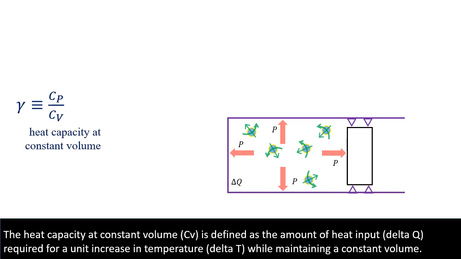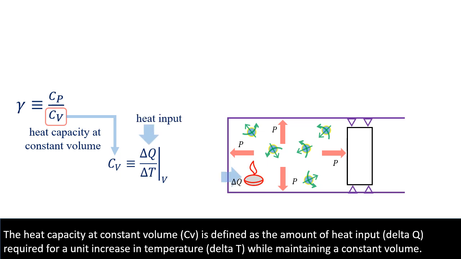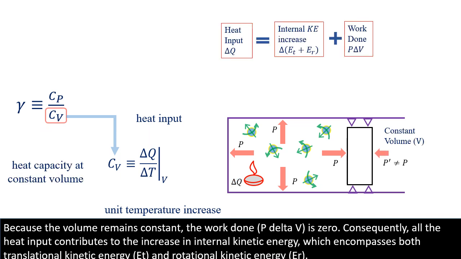The heat capacity at constant volume, Cv, is defined as the amount of heat input, delta Q, required for a unit increase in temperature, delta T, while maintaining a constant volume. Because the volume remains constant, the work done, P delta V, is zero. Consequently, all the heat input contributes to the increase in internal kinetic energy, which encompasses both translational kinetic energy, ET, and rotational kinetic energy, ER.